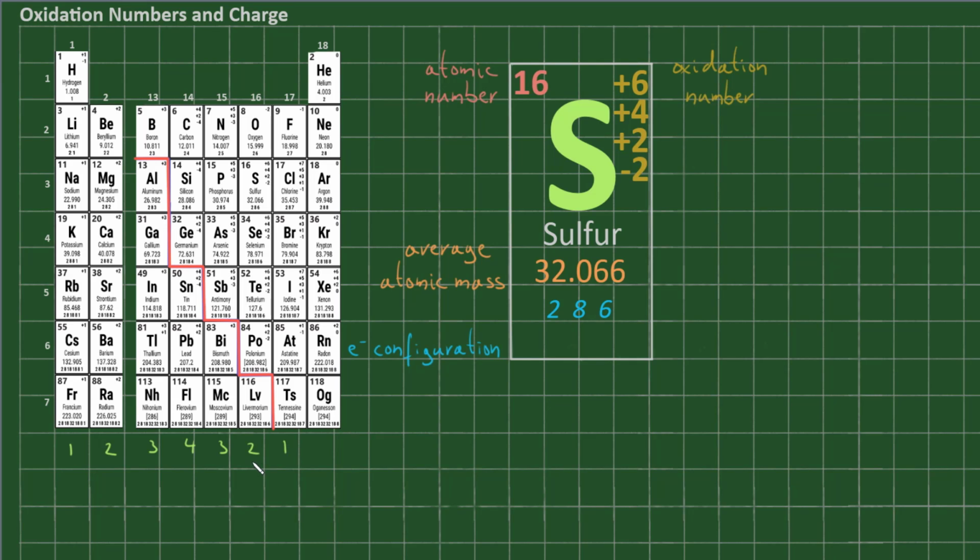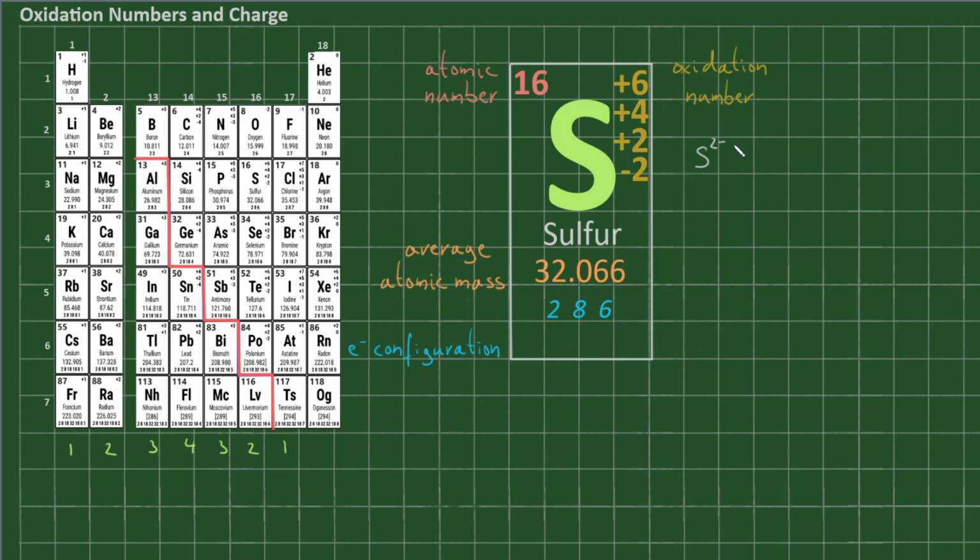This means that overall, the sulfur anion will have 2 more electrons than protons. And so the symbol for the sulfur ion will be S and then a 2 minus. At this stage, you might be wondering, well, what is the purpose of these other oxidation numbers? That is a story for another time.